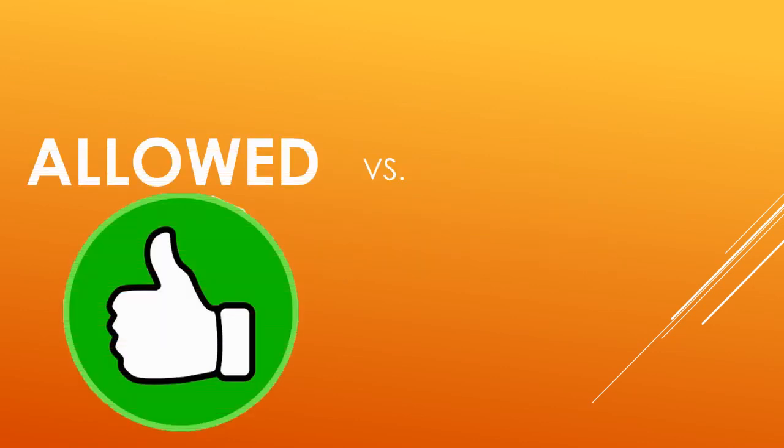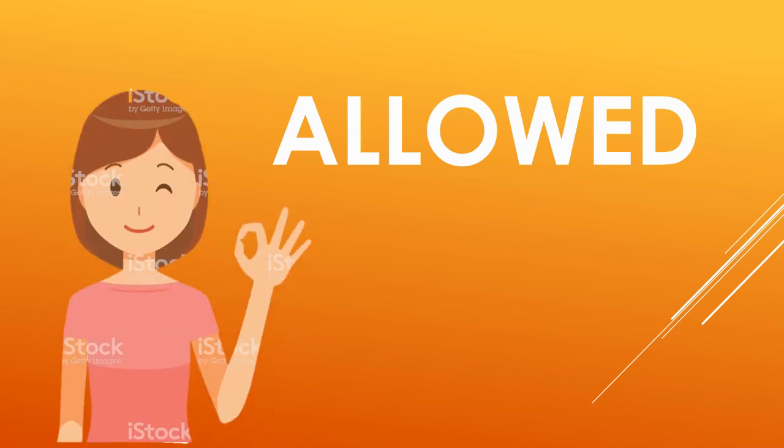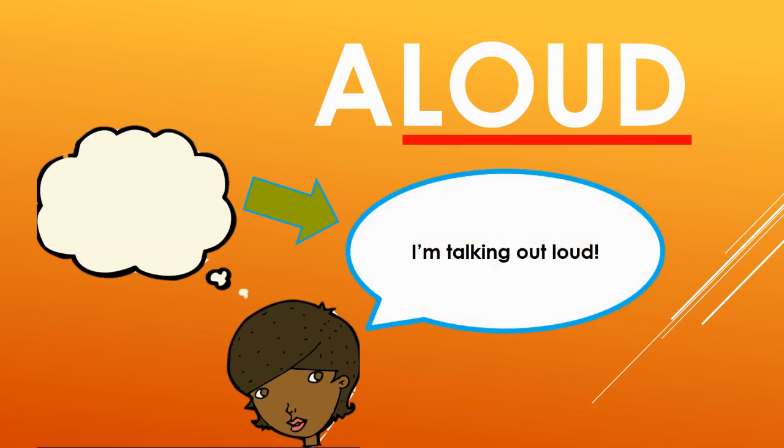Next, we have allowed, like yes, that's fine, versus aloud, like out loud. Now, allowed, like yes, that's okay, is the past tense of the word allow. So if we say we already allow that, it's the same as saying it's allowed. And you know, we use the suffix ed to make something past tense. This kind of aloud means the same as out loud, and it has the word loud right in it. Aloud and out loud, they mean the same thing, and we spell them the same. I'm talking out loud.